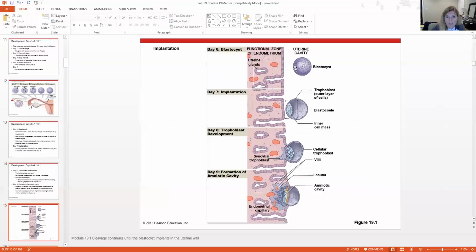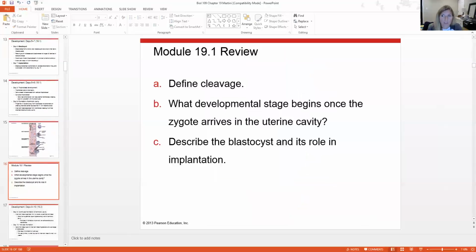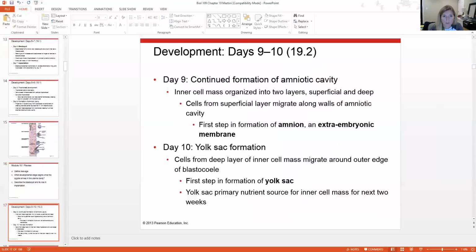So here you see what I mean. The blastocyst comes in, forms a blastocele, and attaches. The syncytial trophoblasts start projecting in, and the lacunae start to embed themselves, and the amniotic cavity has formed within this trophoblast structure. And here you see this orange layer of cells. That's the inner cell mass. So you can pause the video here, go back and review.